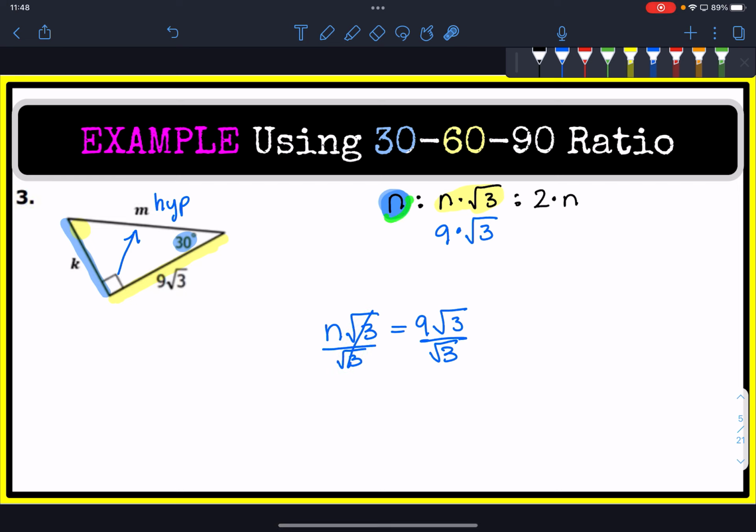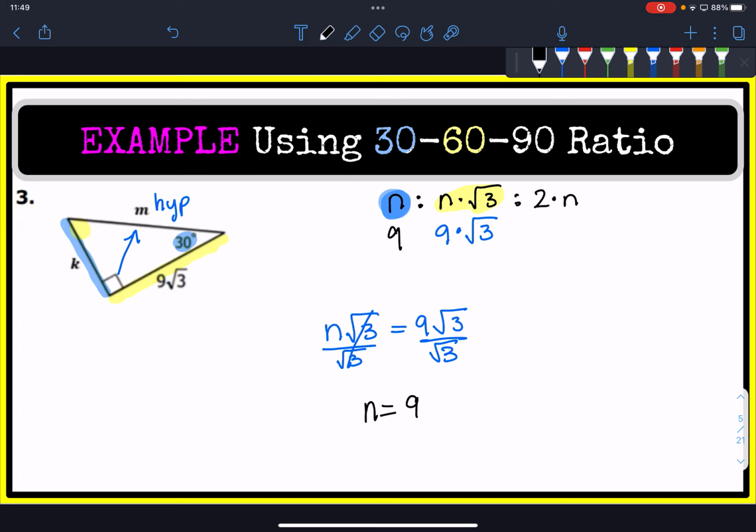How can I figure out the value of n, knowing that this is true, that n times the square root of 3 is going to equal 9 times the square root of 3. So if I divide, notice that the square root of 3 are both inside the radical, so I can divide those out, and the only thing that I'm going to be left with is going to be 9. So the value of n here is equal to 9.